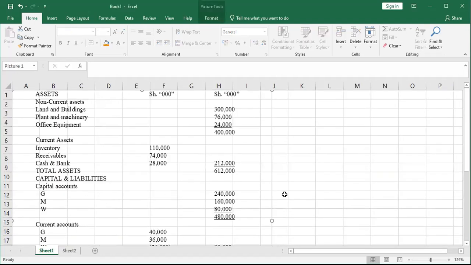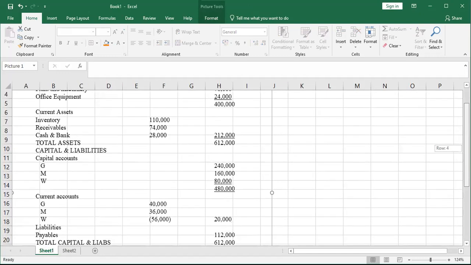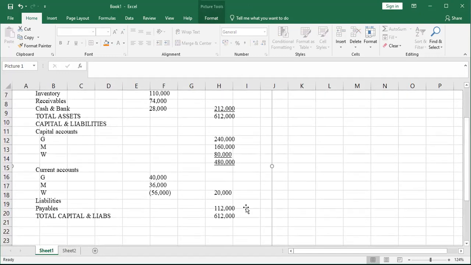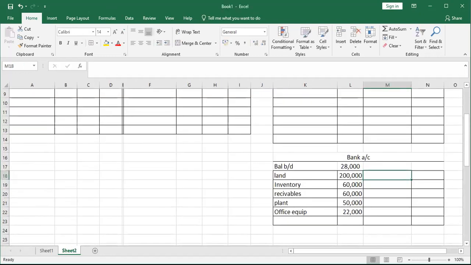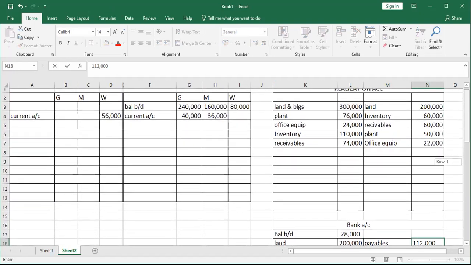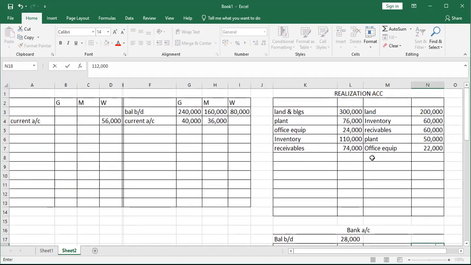We must assume that they are settled at book value. If they don't tell you otherwise, then you cannot expect that they pay these creditors lesser money. So you can see the payables is 112,000. So I come to my bank account and write here payables 112,000. All right. Now, I'll have to come back to my realization account and attempt to balance it off.